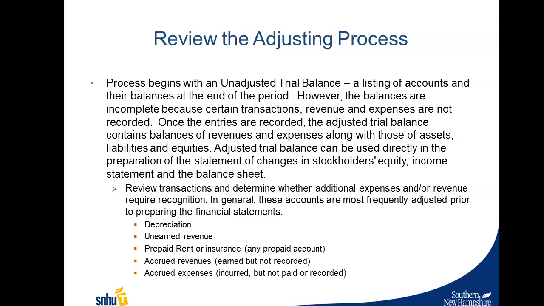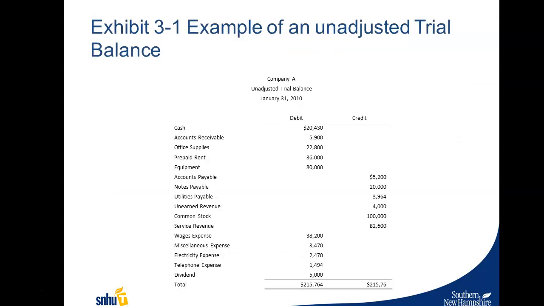We have to show that we've earned revenue, but we have not recorded that. So that's accrued revenue. We have to show that we've incurred or made use of an asset, but we haven't paid or recorded it. That's an accrued expense. And those are the typical transactions that you'll have to record during the adjusting process. This is what adjusting an unadjusted trial balance would look like.